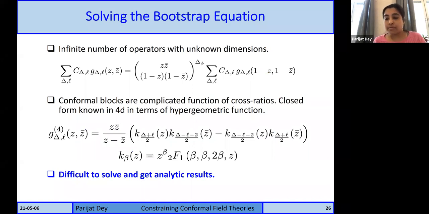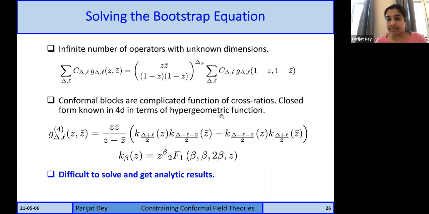Now, let's see how to solve the bootstrap equation. So the equation has two infinite sums, over delta and L, and this delta is also an unknown. So it is very complicated to solve this equation because of this double infinite sum. Moreover, the conformal blocks G's are very complicated functions of the cross ratios, just to give you an idea of how complicated these are.